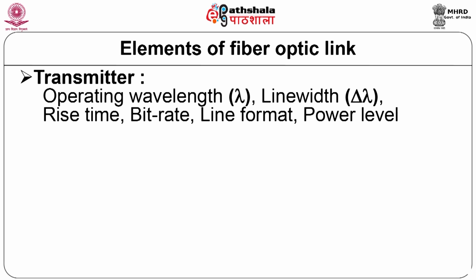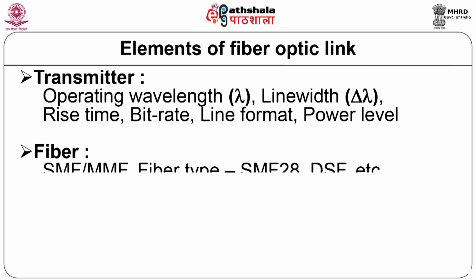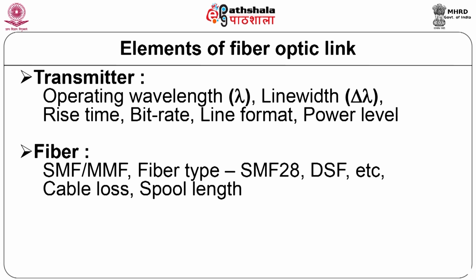The next essential component is the fiber, of course. As we have seen in the previous modules, there are two types of fibers, single mode fiber and multi-mode fiber. In single mode fiber, the core radius is very small, of the order of micrometers, less than 10 micrometers, and in MMF, that is multi-mode fibers, it is greater than 10 micrometers. Then we should know the fiber type, that is SMF28, DSF, etc. There are other types of fibers also which are available.